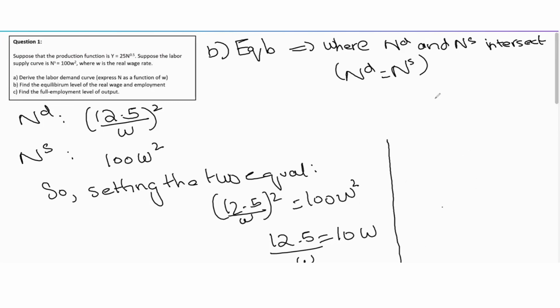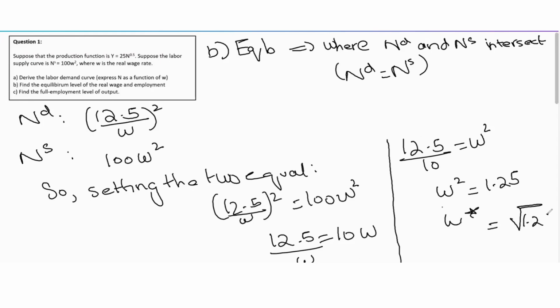Now let's just have W on one side. So 12.5 by 10 is equal to W squared. From here we know that W squared is just 1.25. So this means the equilibrium real wage is the square root of 1.25 in exact form. Right, so this is the equilibrium real wage.